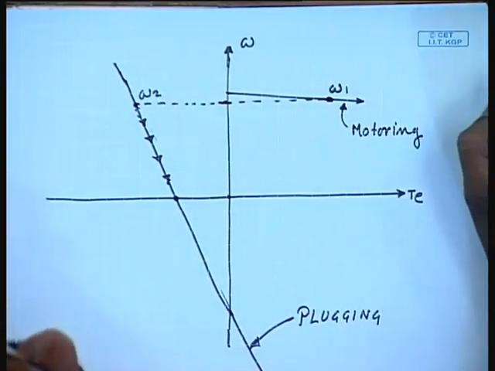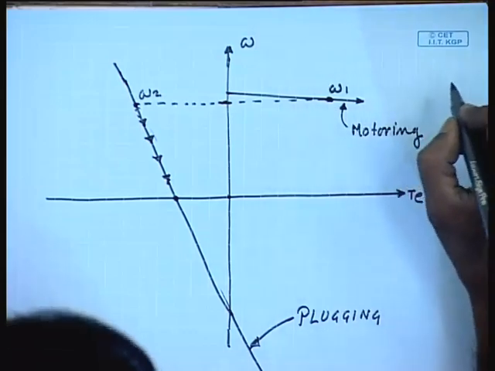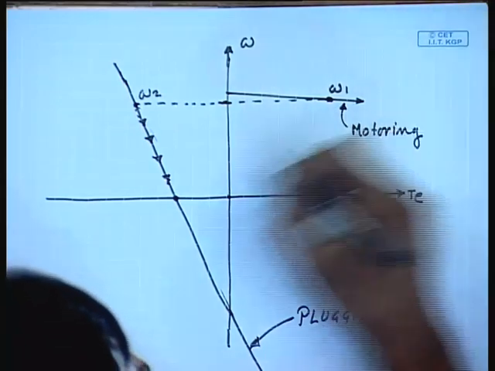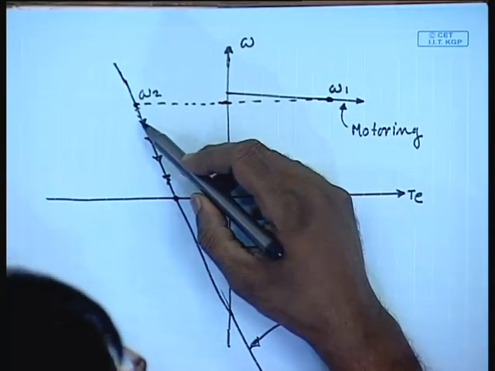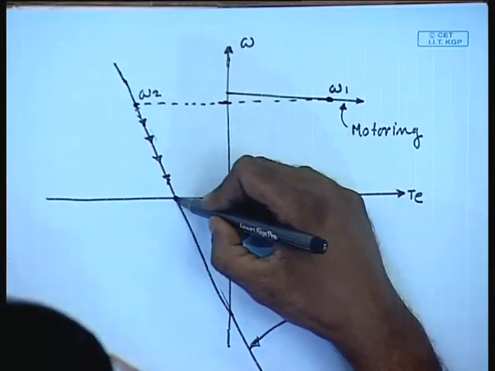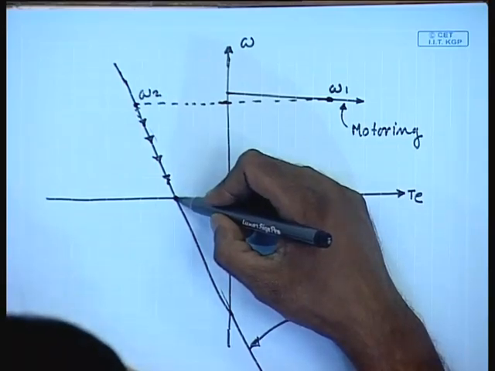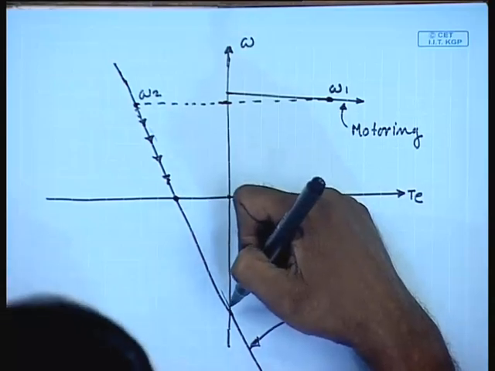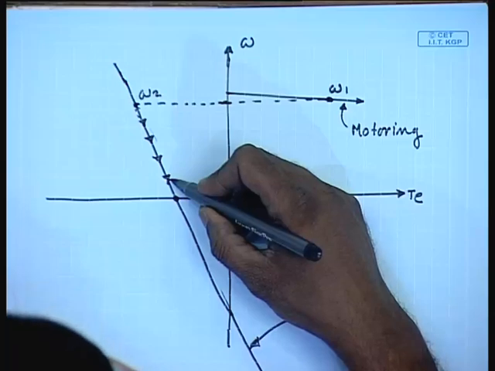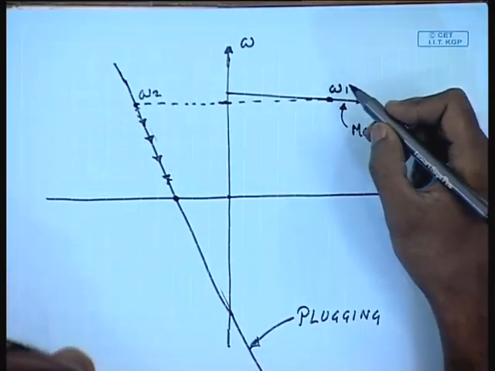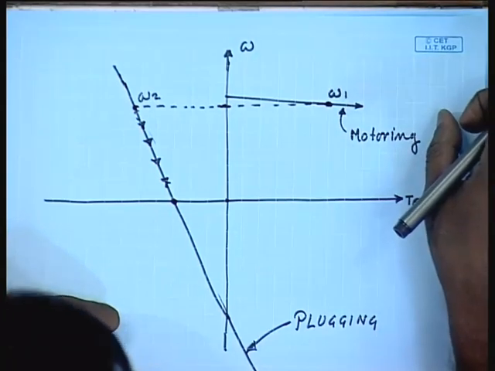However, it is to be understood that if we apply plugging, then the motor can have a larger braking torque, but it does not stop at 0 speed, rather it tends to start rotating in the reverse direction. Therefore, before the motor comes to a standstill, it must be disconnected from the supply, otherwise the motor may start rotating in the reverse direction.